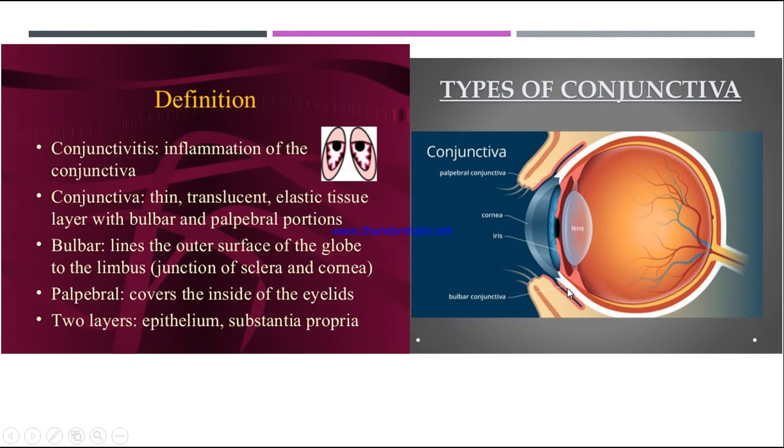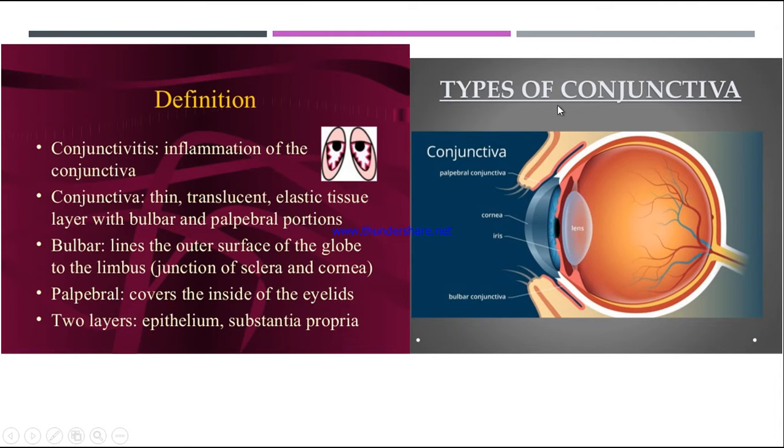As you can see here, the white portion is the sclera, right? So it lines just outside the sclera and the cornea. And palpebral conjunctiva covers the inside of the eyelid. Here, as you can see in the upper portion, this is the pink color, which lines or covers the inside of the eyelids. So this is palpebral conjunctiva. There are two layers, known as epithelium and substantia propria.